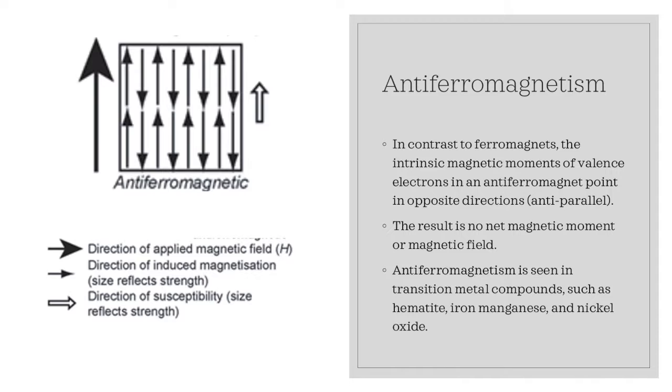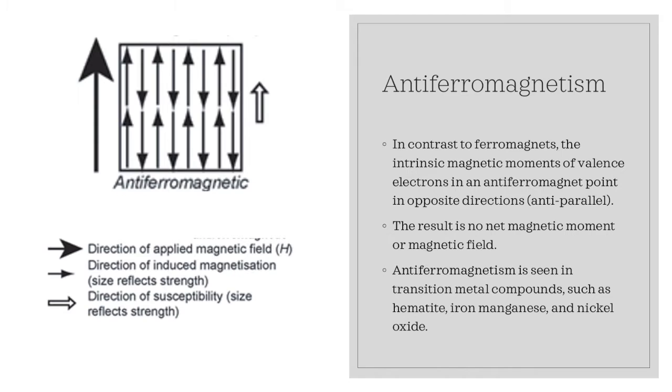Fourth one is antiferromagnetism. In contrast to ferromagnets, the intrinsic magnetic moments of valence electrons in an antiferromagnet point in opposite directions, like anti-parallel. The result is no net magnetic moment or magnetic field. Antiferromagnetism is seen in transition metal compounds such as hematite, iron, manganese, and nickel oxide.